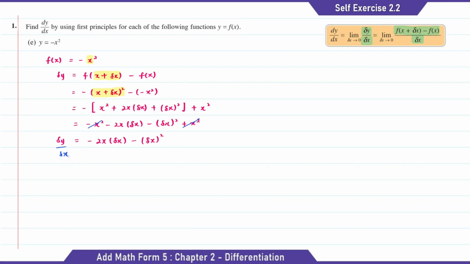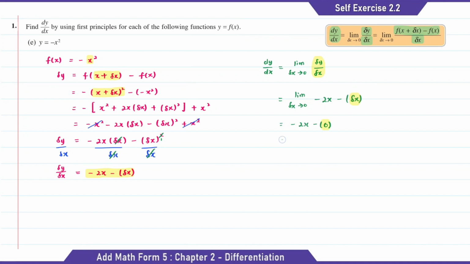Next, divide both sides by delta x. So delta x here will be cancelled and this is just left with power 1. This is equal to negative 2x minus delta x. To find dy/dx, replace the delta y over delta x here with this. As delta x approaches 0, we're going to substitute the delta x here with 0. Then dy/dx is equal to negative 2x.